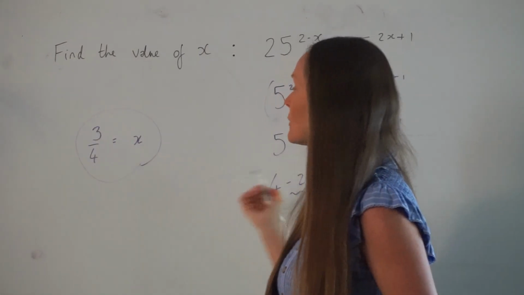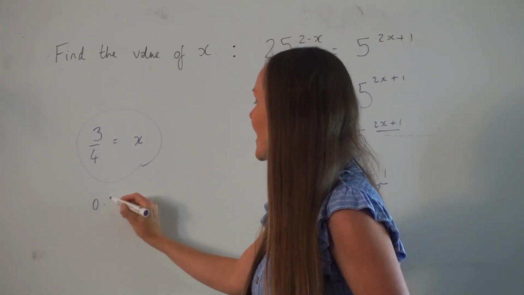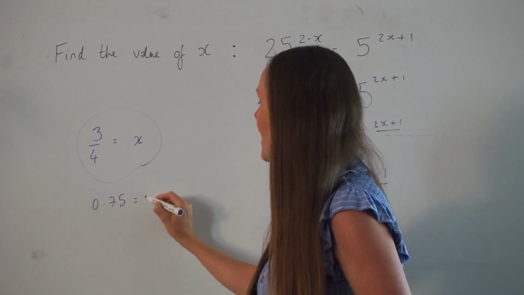Okay, so x is 3/4. You could also write it as a decimal, 0.75. That is fine as well.